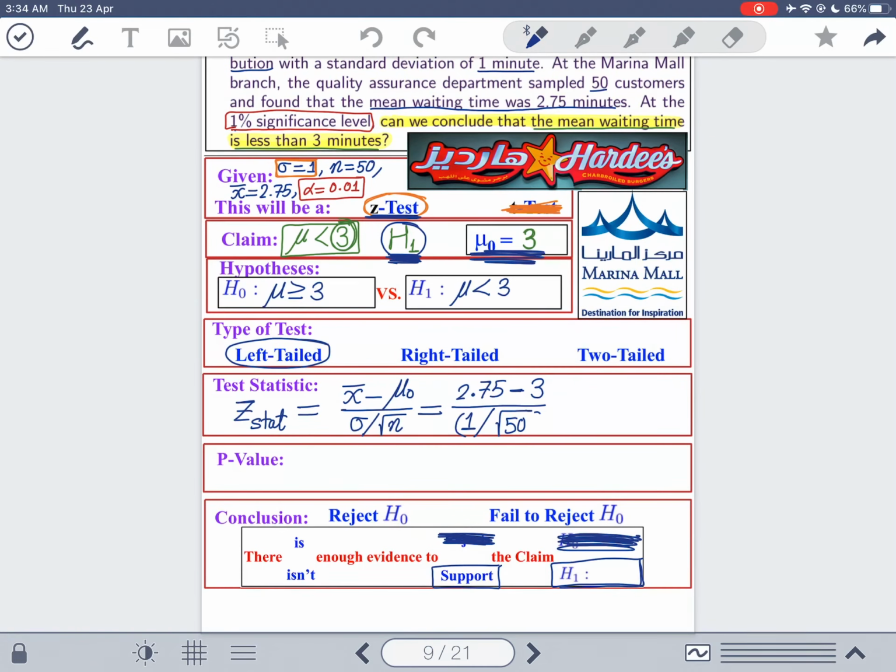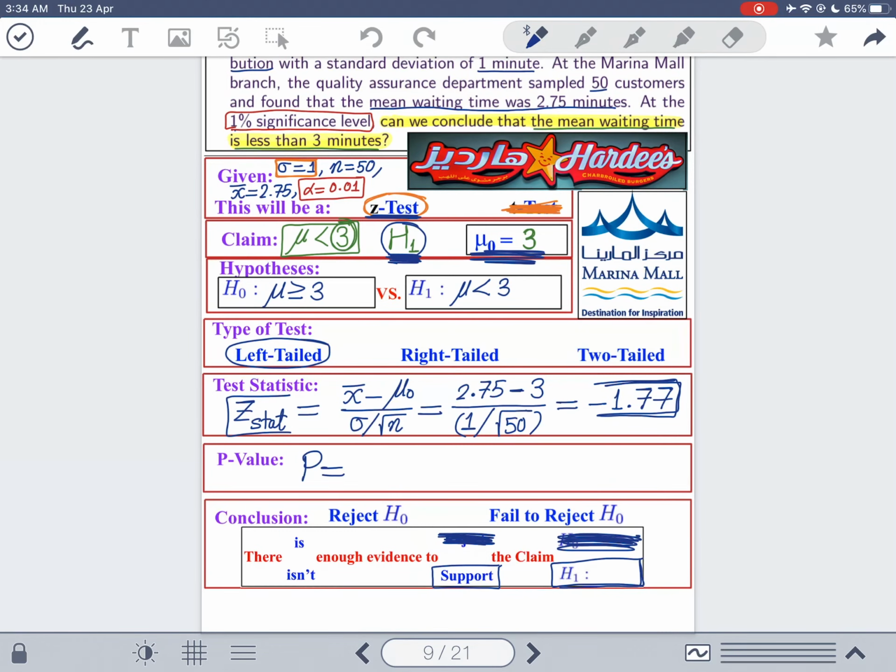And please use your calculator now. You can pause the video because I'm going to just give you the answer. The answer here for Z stat is negative 1.77. Always do this to 2 digits when you do the test statistic, whether it's Z or T. So negative 1.77. All we have to do now is compute the p-value.